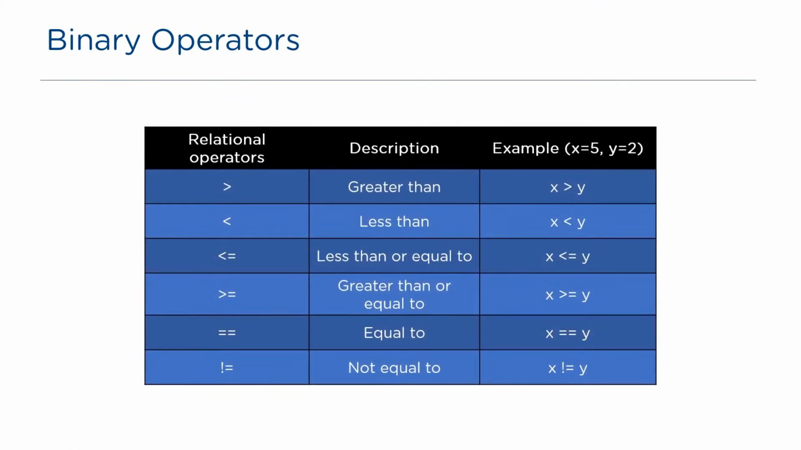Relational operators are used for comparing 2 operands. First, we have the greater than operator that checks whether the operand 1 is greater than the operand 2. For example, x greater than y. Similarly, we have the other relational operators that are used to compare 2 operands, and they are less than or equal to, greater than or equal to, and not equal to.